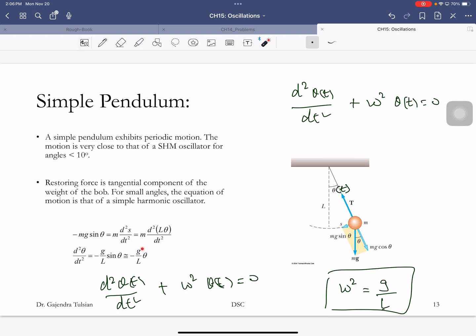Now, this equation is valid under the approximation where sine theta can be approximated to equal to theta. Okay, and this is true for small angles. So this differential equation would not describe this if you swung the pendulum from there, for instance. So for only small angle oscillations will this equation work. And by small angles we mean less than 10 degrees.